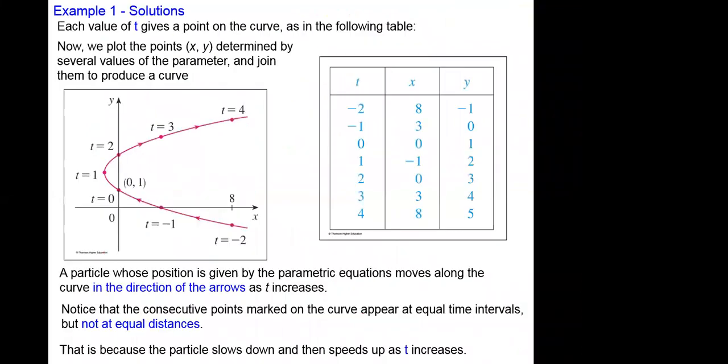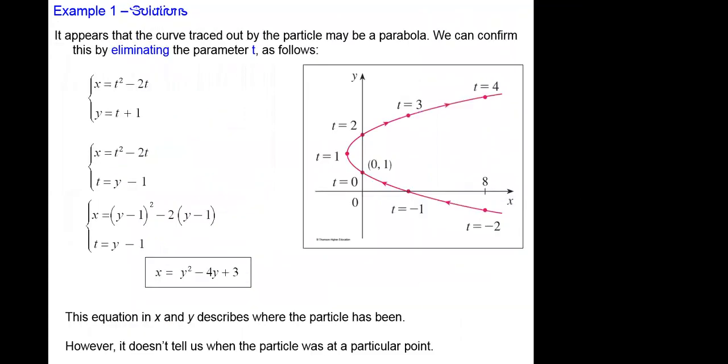And I have the solution. It's a little bit better, and we can nicely see that the distance between the parameter values is the same, but because x and y have totally different functions, the distance between the points is not the same. And we can see 8, 3, 0, -1, but between the parameter values, it is the same. And arrows indicate how t was increasing. And this is the part where I did eliminate the parameter.